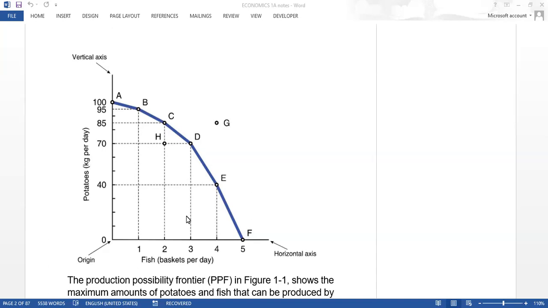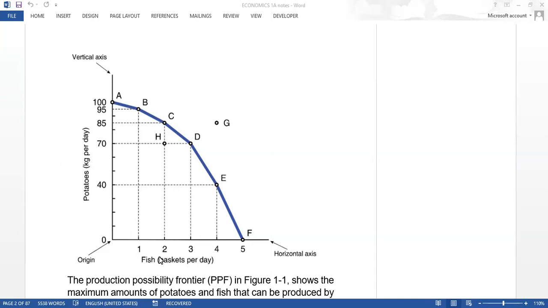So a production possibility frontier highlights a maximum of two goods that can be produced within an economy if all the resources are taken advantage of. So it's basically saying that taking advantage of all the resources within this particular economy, we can produce a combination of two goods. In this case, we are talking about potatoes and fish.